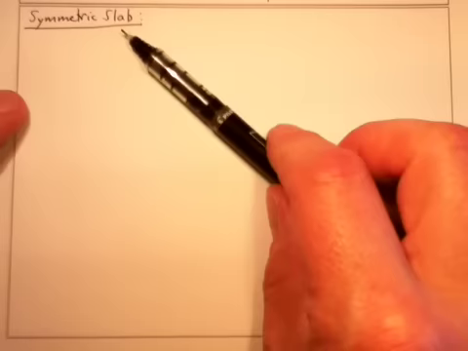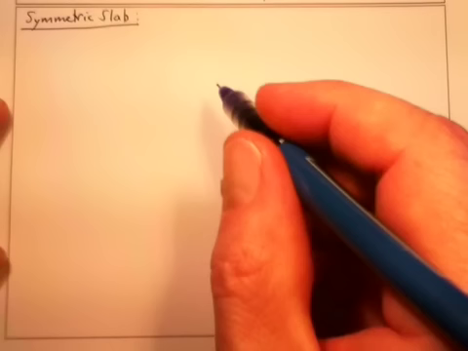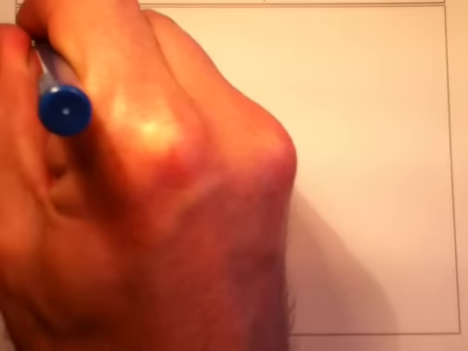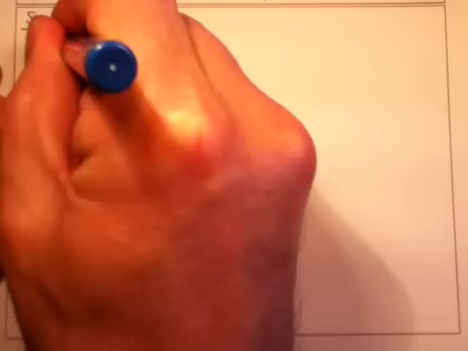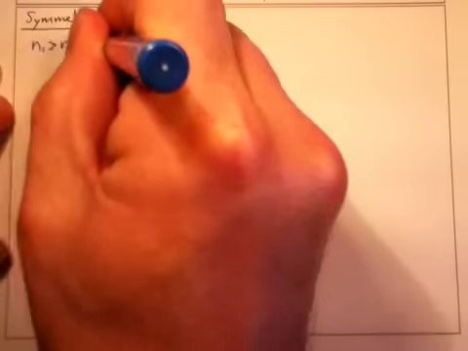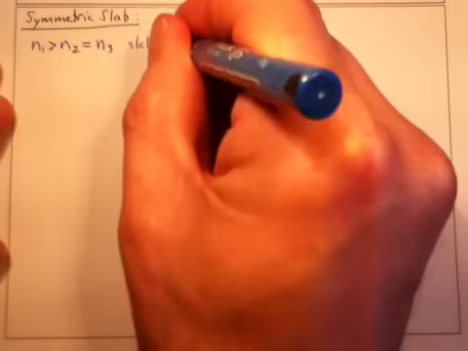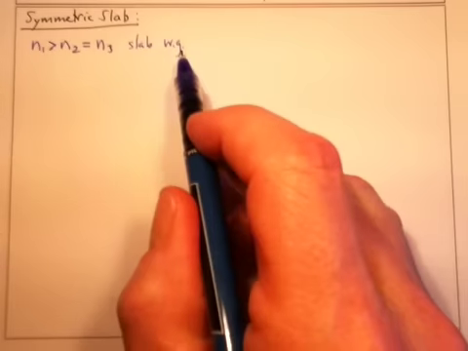Okay, here's some notes on the symmetric slab. What we're going to do now is assume a slab waveguide with N1 greater than N2 and N2 equal to N3. Then I'll use WG as the abbreviation for waveguide.